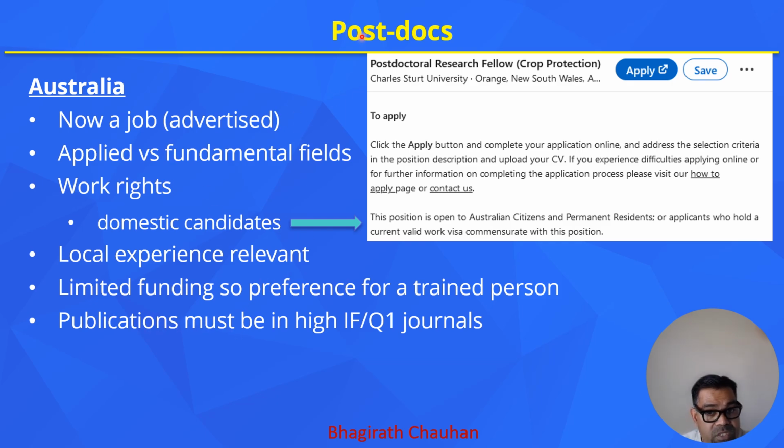Also, for postdocs, publications are a must when you apply, in high impact factor and Q1 journals. If you have not published, or if you have published only in your local, country or regional journals, no, you will not really be given consideration. So make sure that you have this.